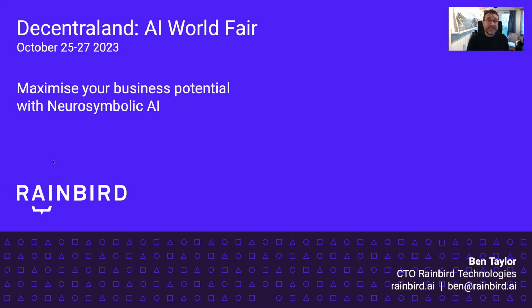Now, Rainbird is a decision intelligence platform powered by Neurosymbolic AI. And that's what we're going to look at in this talk. We're going to look at Neurosymbolic AI. We'll look at the neuro, we'll look at the symbolic, and we'll look at some of the strengths and weaknesses of those two different approaches. But then we'll look at Neurosymbolic AI and how combining these two worlds can deliver a technology that is greater than the sum of the parts.